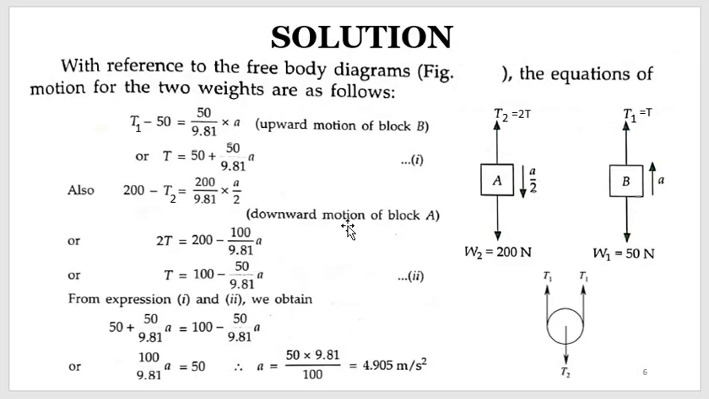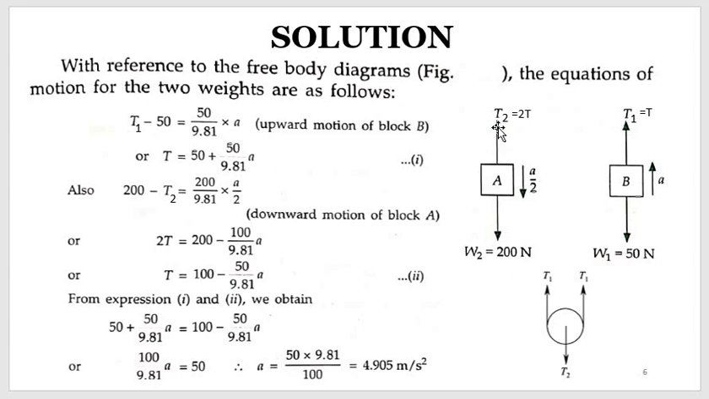Now let us draw the free body diagram of the system. From the figure, if you draw the free body diagram of block A and B, let us see block B first. In block B, the forces acting are its weight, 50 Newton, acting in the downward direction, and the tensile force, which we assume as T1, which is equal to T. Since it moves in the upward direction, its acceleration A is marked upward. Now on the other side, block A moves with an acceleration of A by 2 in the downward direction, and its weight is 200 Newton.